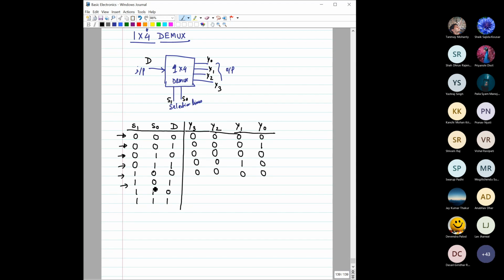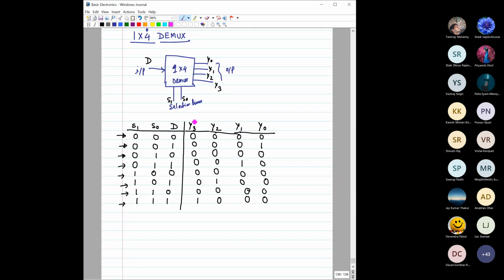For this one, the data is 1 and the selection line is saying 1 0, so it will select Y2, so Y2 will be equal to 1 and the others will be 0. And for this one, again the data is 0, so whichever output the selection line selects will also have the value 0. Now for the 1 1 selection line, that will select Y3, data is 1, so 1 will be passed to Y3, right?